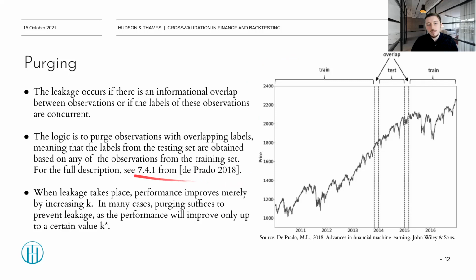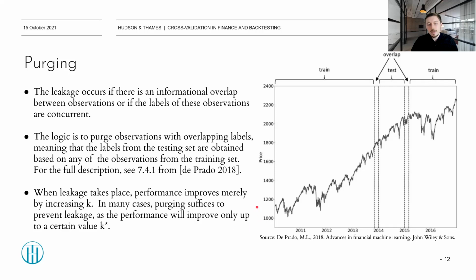A deeper description of how this is done is in section 7.4.1 of the original book. Also, how to determine if the leakage occurs and if purging actually helped us. As described, when leakage takes place, the performance improves merely by increasing K. But in many cases, the purging is sufficient to remove leakage.